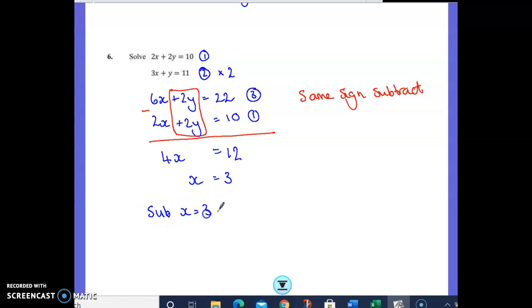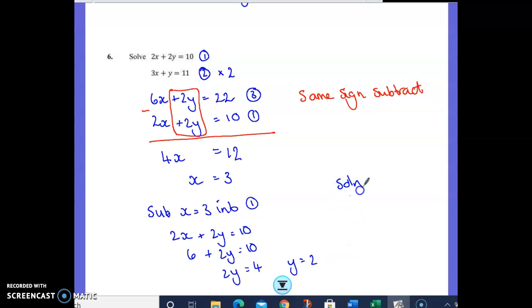Sub x equals 3 into 1. So 2x plus 2y equals 10. 2 lots of 3 are 6. So we get 6 plus 2y is 10. So 2y is 4. So y equals 2. So my solution, x equals 3, y equals 2. Let's do a wee check. 3x, x is 3, 3 3s are 9, 9 plus 2 is 11, we're all good.